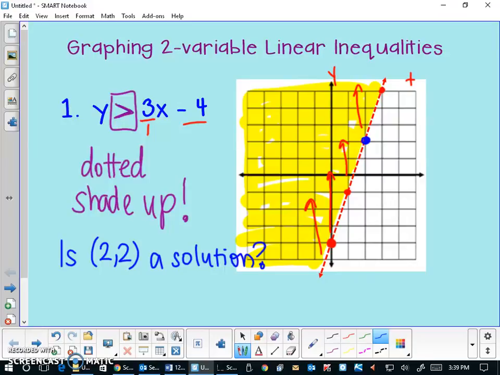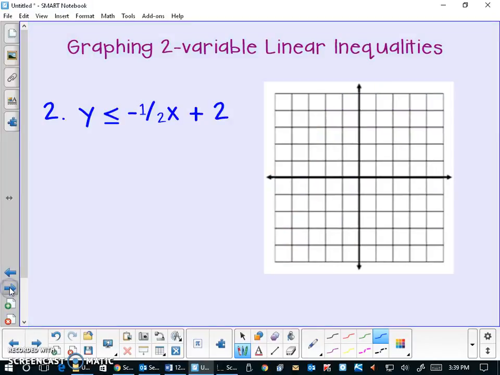Now, since that point is on the line, we have to think about, is the line solid or dotted? Well, it's dotted, which means none of these points are actually solutions. So this is no. 2, 2 is not a solution. It would be any of these points in this shaded region. So for instance, -2, 1 is a solution because it's shaded. All right, let's look at one more.